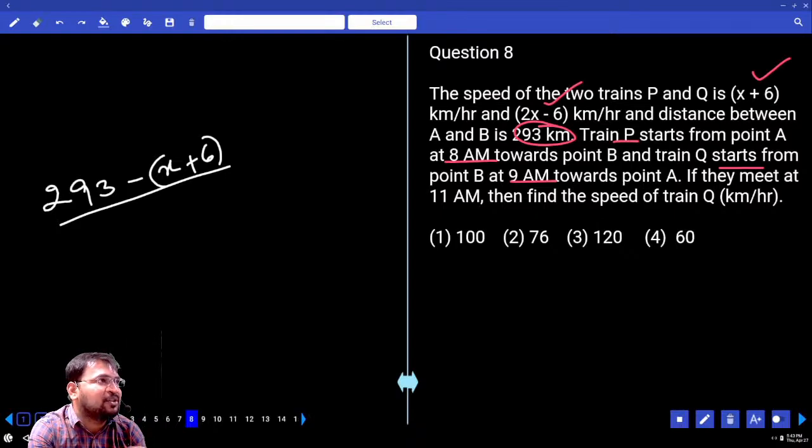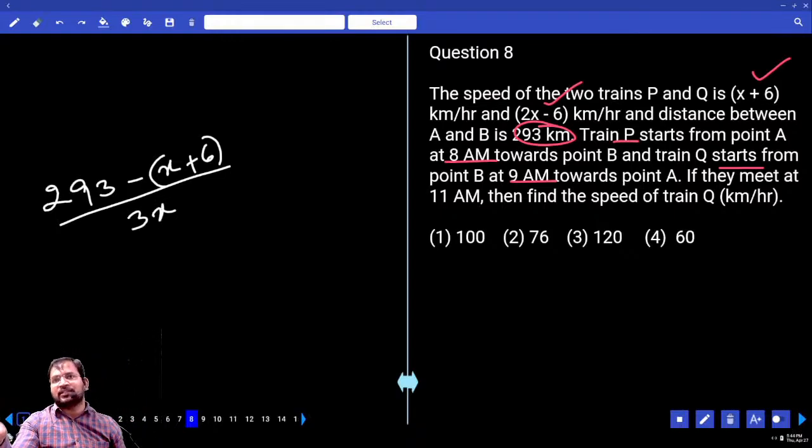Whenever both the trains are in motion in opposite directions, then relative speed is what? S1 plus S2, right? Opposite direction only. Yes. So relative speed is what? 3x. X plus 6 plus 2x minus 6. The 6 gets cancelled, that is 3x.